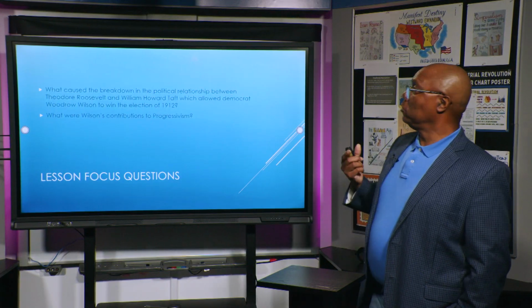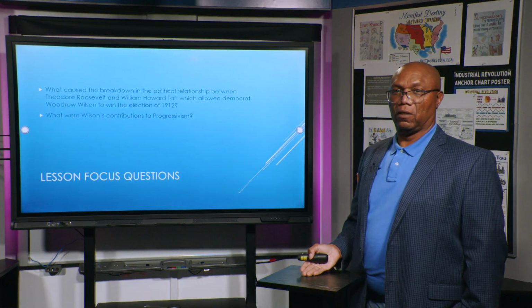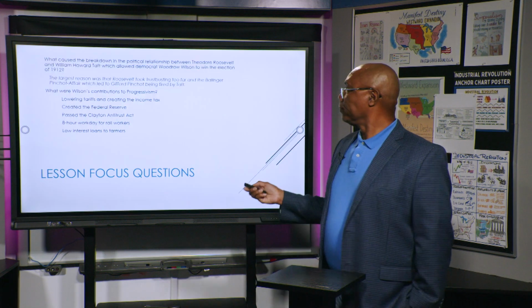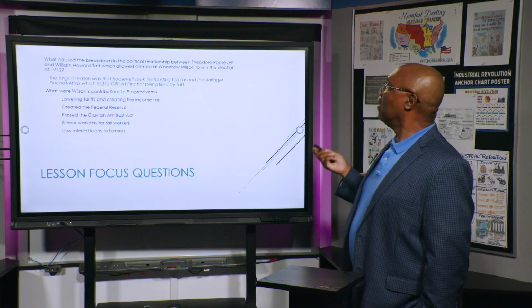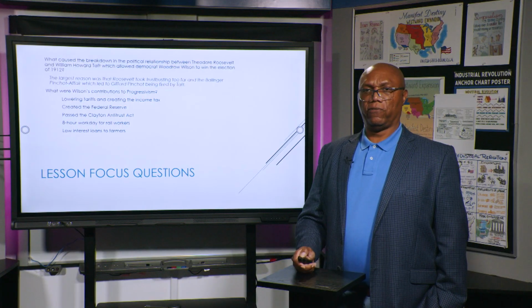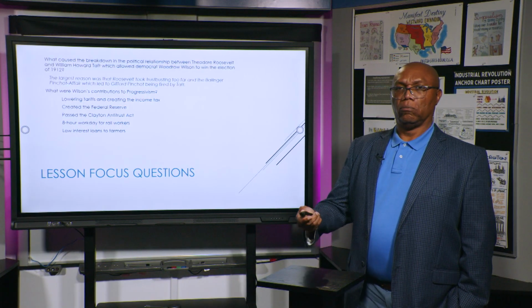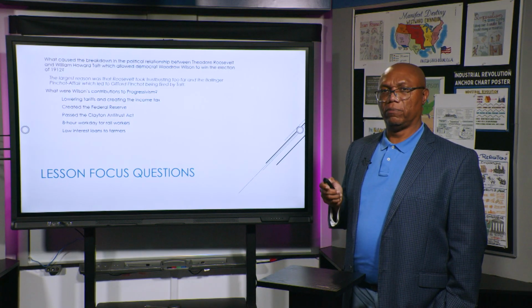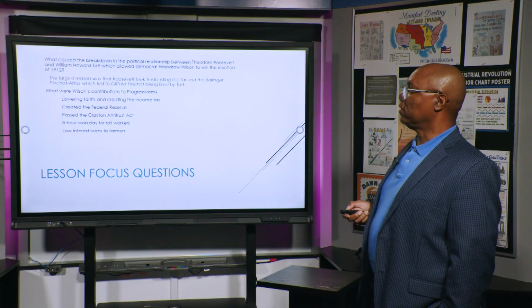The lesson focus question, we had two questions that went along with this particular lesson. What caused the breakdown in the political relationship between Theodore Roosevelt and William Howard Taft, which allowed Democrat Woodrow Wilson to win the election in 1912? Well, it was all about too much regulation. Taft also got Gifford Pinchot, Roosevelt's friend, who was appointed to the U.S. Forestry Service. Taft fired him. And that's one of the things that caused the relationship between the two to fall down the most. And because of that, Roosevelt decides to run.